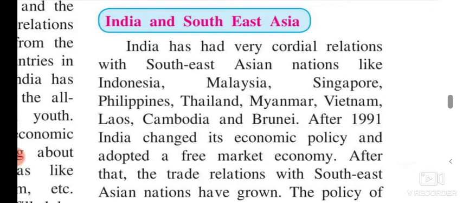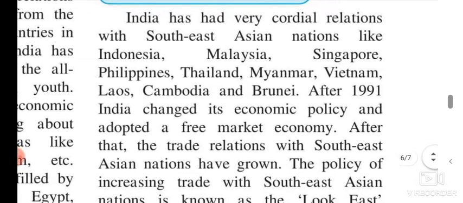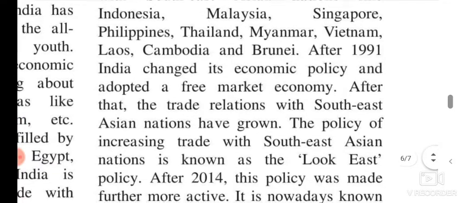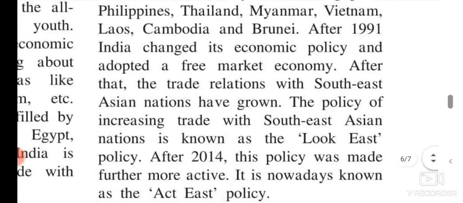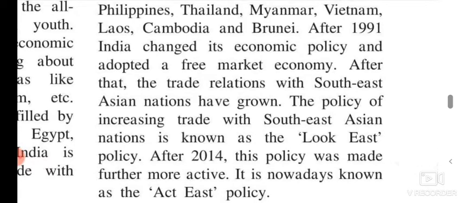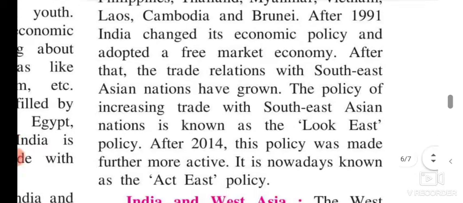India and Southeast Asia. India has had a very cordial relation with Southeast Asian countries like Indonesia, Malaysia, Singapore, Philippines, Thailand, Myanmar, Vietnam, Laos, Cambodia, and Brunei. After 1991, India changed its economic policy and adopted a free market economy. After that, the trade relations with Southeast Asian nations have grown.